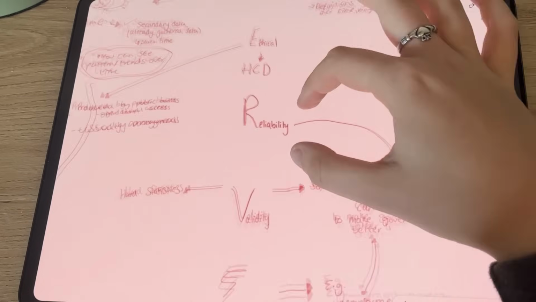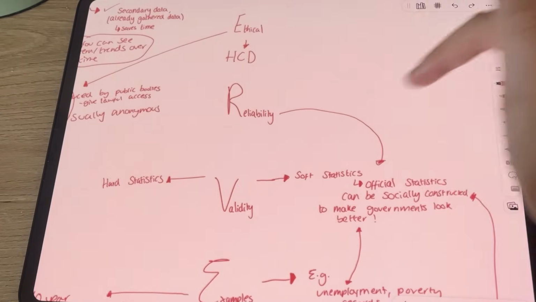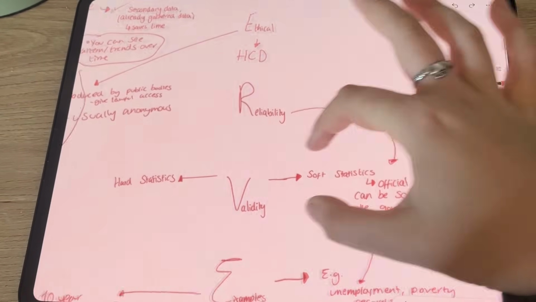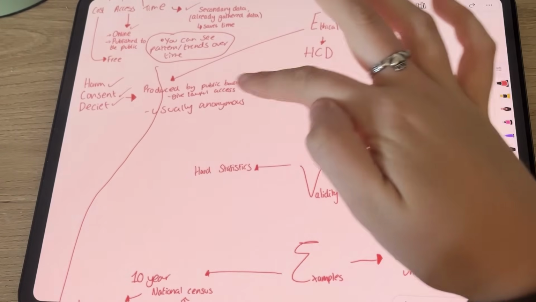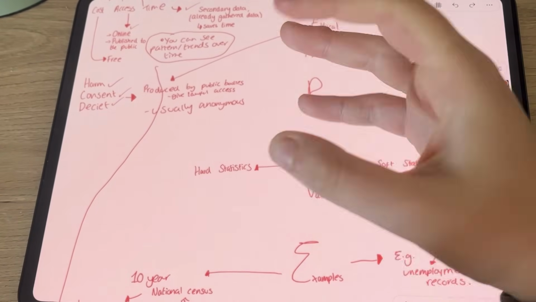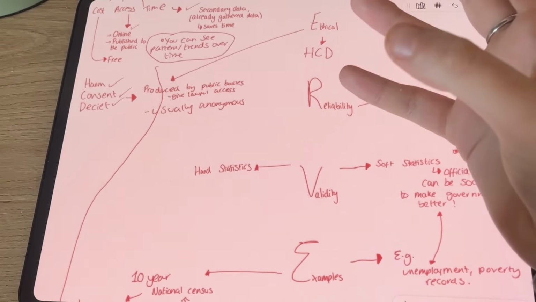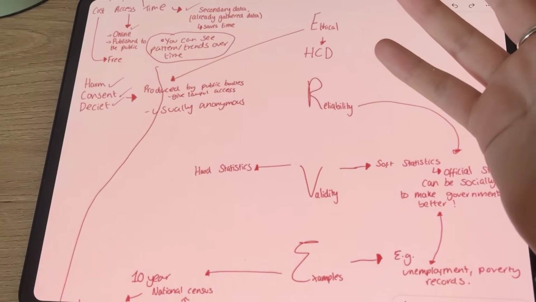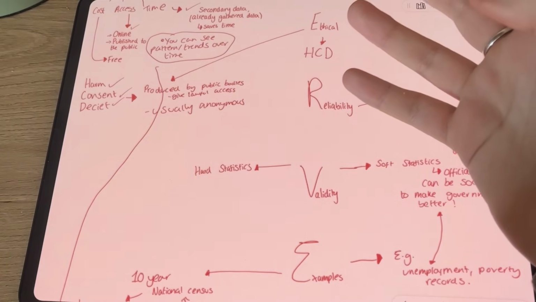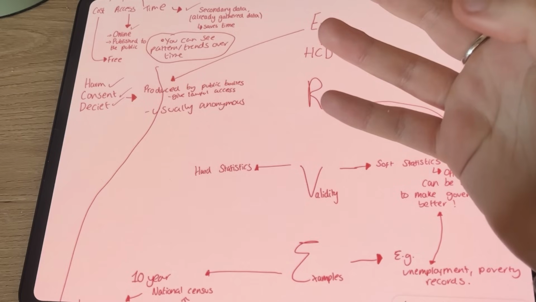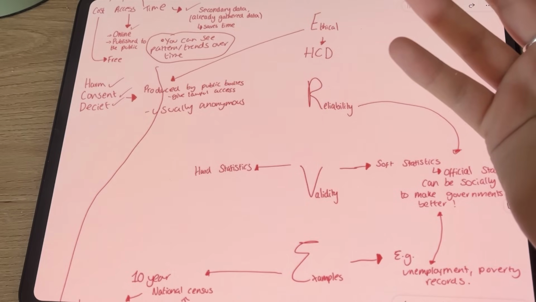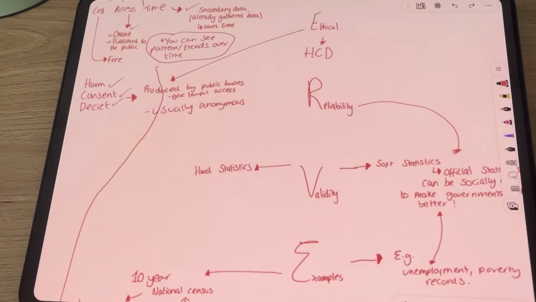Next, reliability. We have the weaknesses of it, and this also links in with validity. So a strength of validity would be hard statistics, and that's the idea that they're gathering the data for the thing that they intend to. I'm trying to think of an example. Right, we're going to add education in here, but say you want GCSE results, they will give you the GCSE results, black and white, clear as day. There's no argument about it.